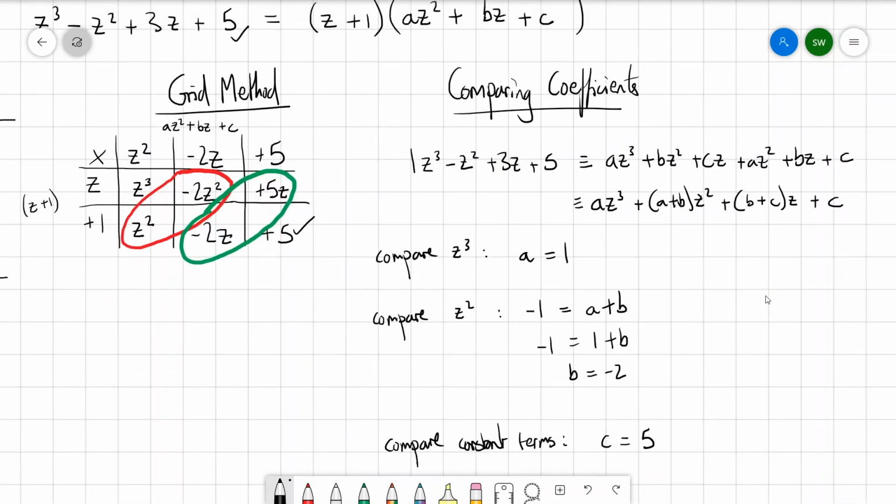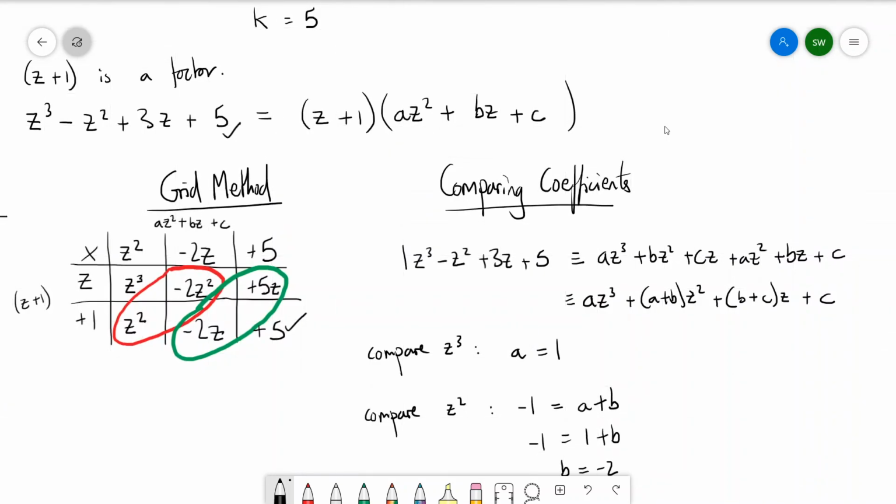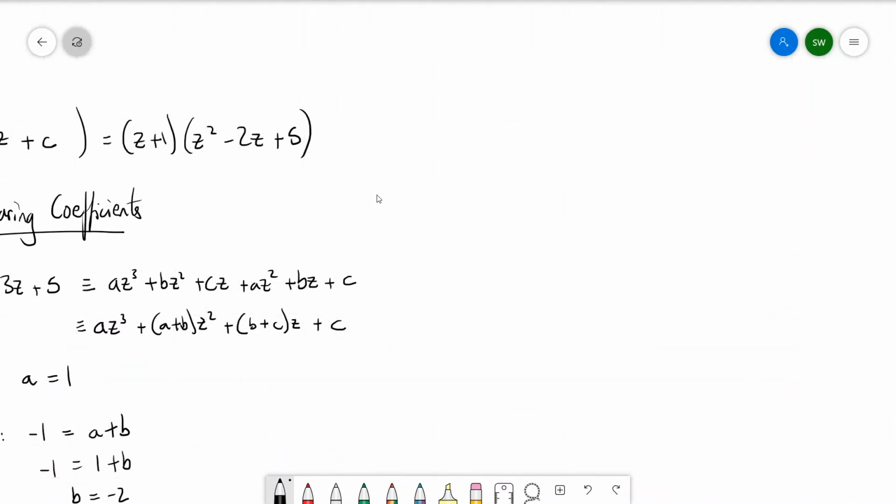So with all these methods, we get the same quadratic. We get that that's equal to z plus 1, and then our quadratic is z squared minus 2z plus 5. So all that remains to do is solve this equal to 0. That was our original aim. So we know that either z plus 1 is 0 or z squared minus 2z plus 5 is 0. Z plus 1 equals 0 just gives us the original root, z equals minus 1. So we're going to solve z squared minus 2z plus 5 is equal to 0.